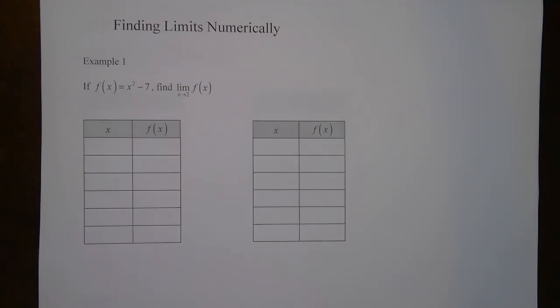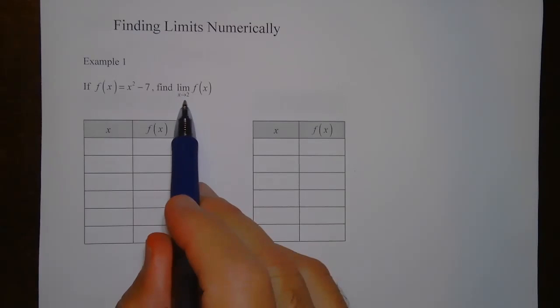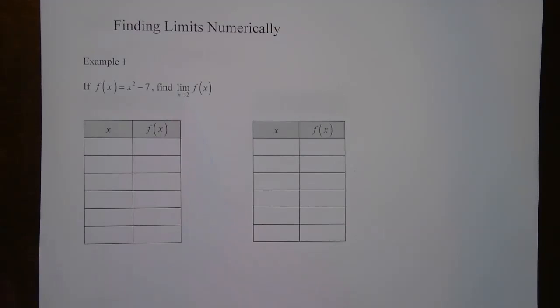And this is really important that you understand this. To know if this exists, we have to find two limits. So we want to find the limit as x approaches 2 from the left of f of x. And instead of f of x, that could be replaced with x squared minus 7. All right, now how can we do that?